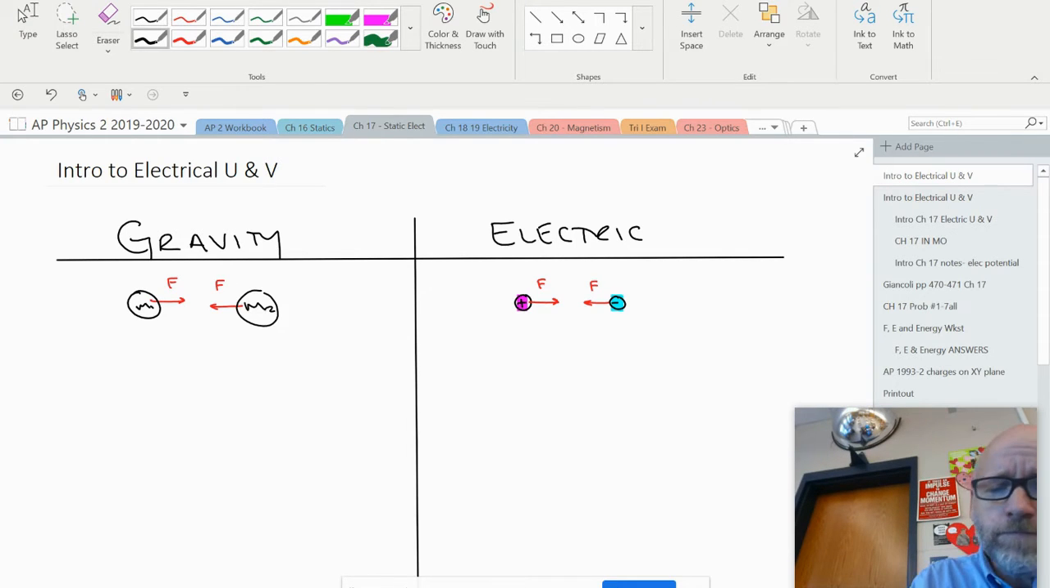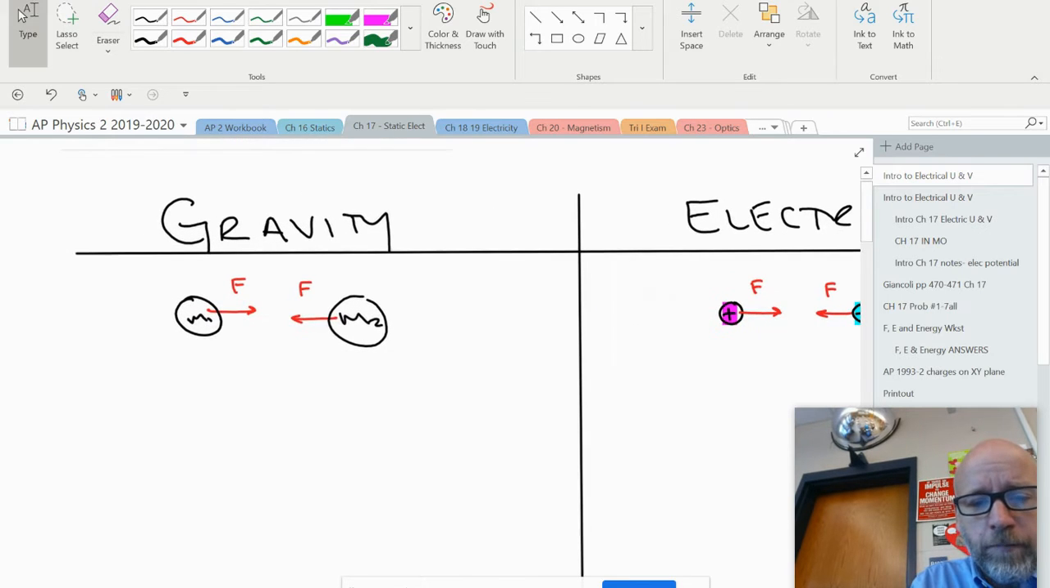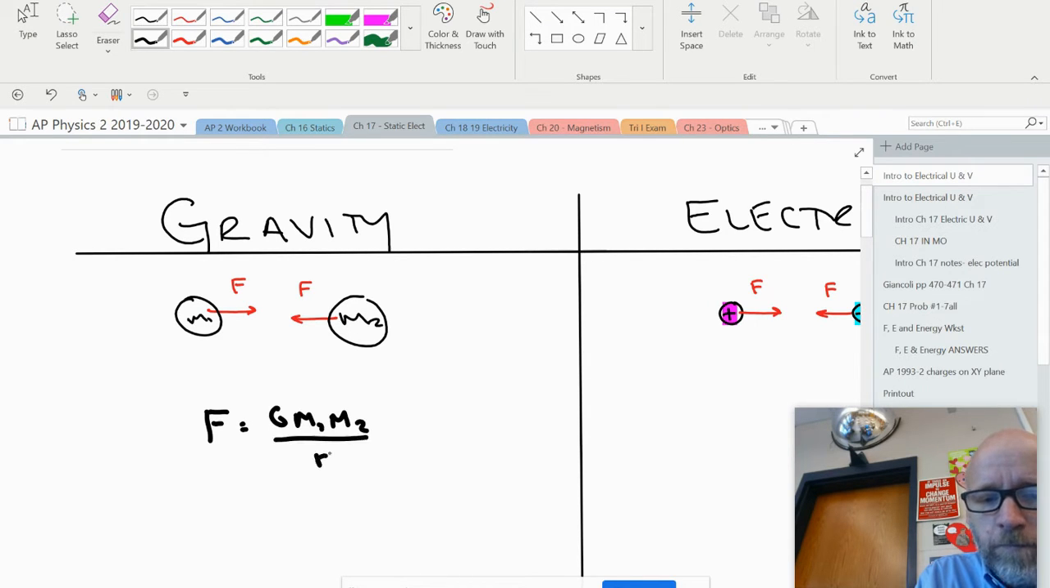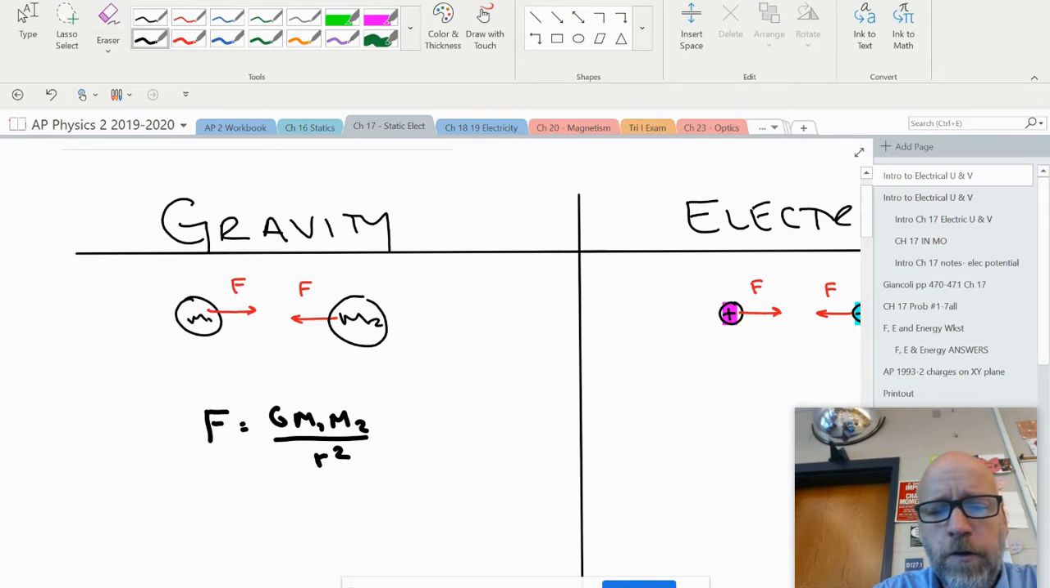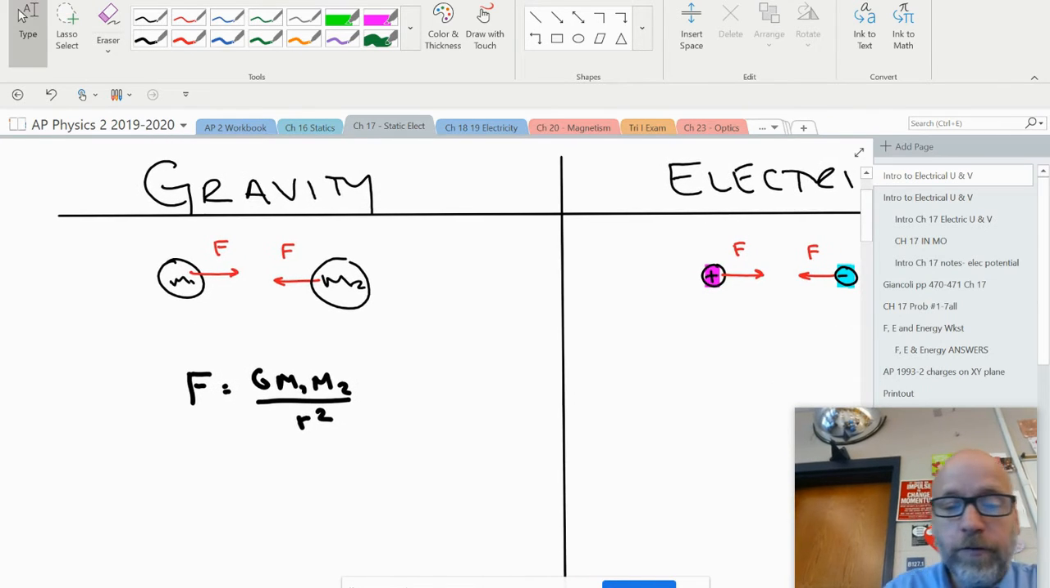When we talk about the force of gravity between two objects, M1 and M2, the formula that we would end up using is going to be Newton's law of gravity. F equals G m1 m2 over r squared. Which one of those objects experiences a greater force? Yeah, nice job. Good. Neither, right? They both experience the same force.